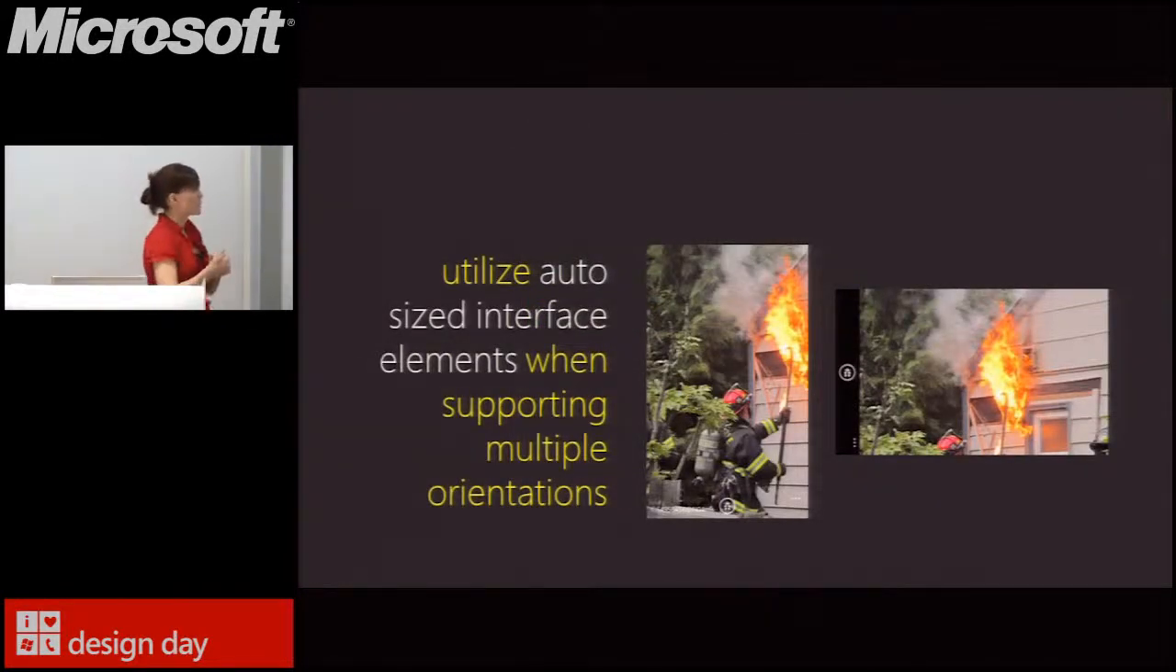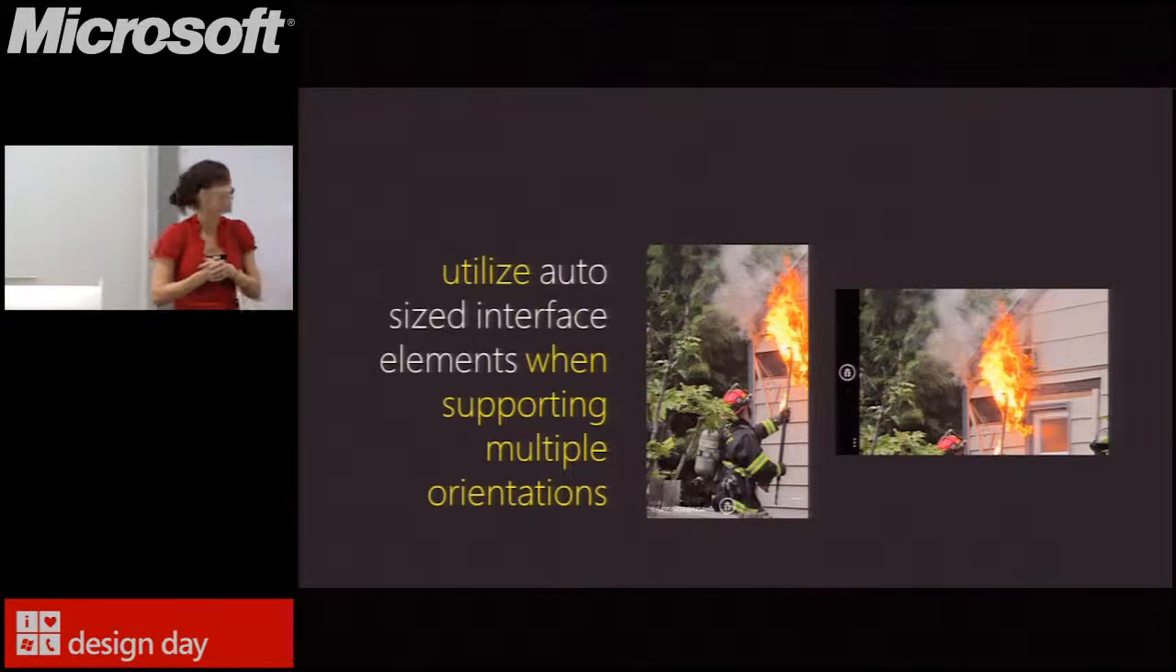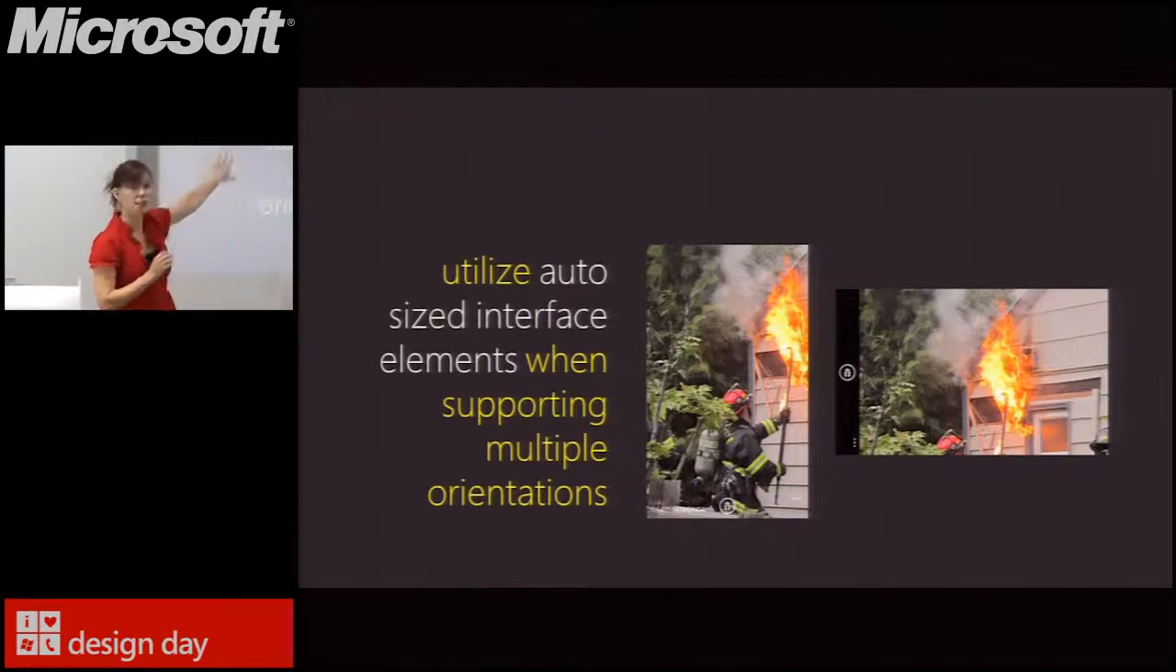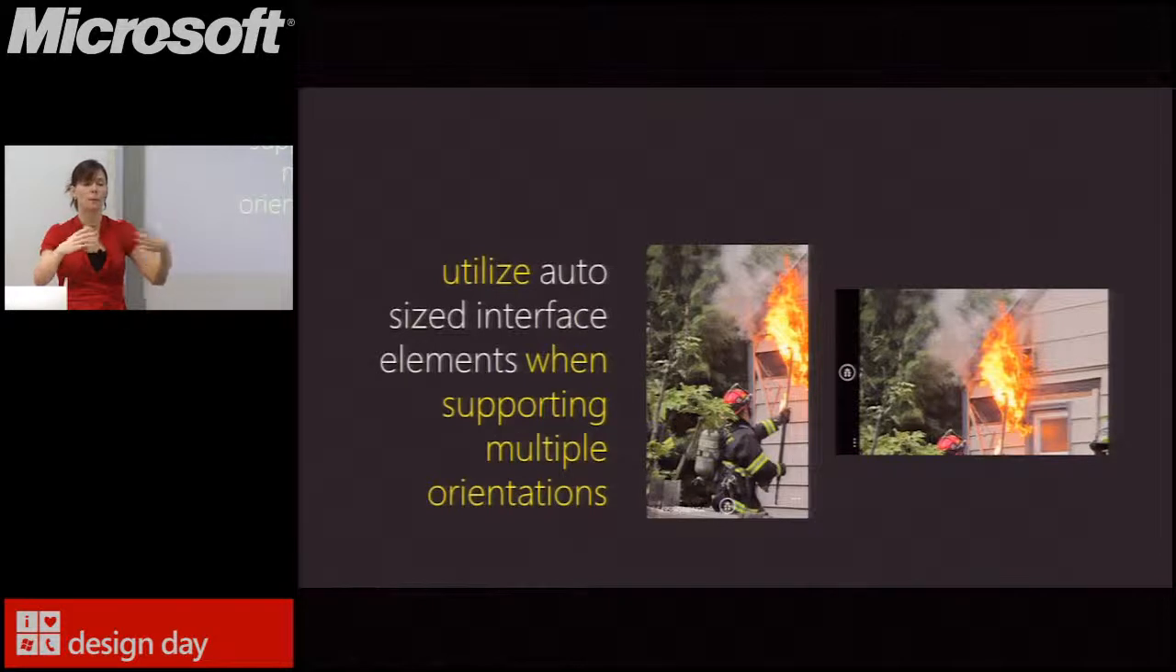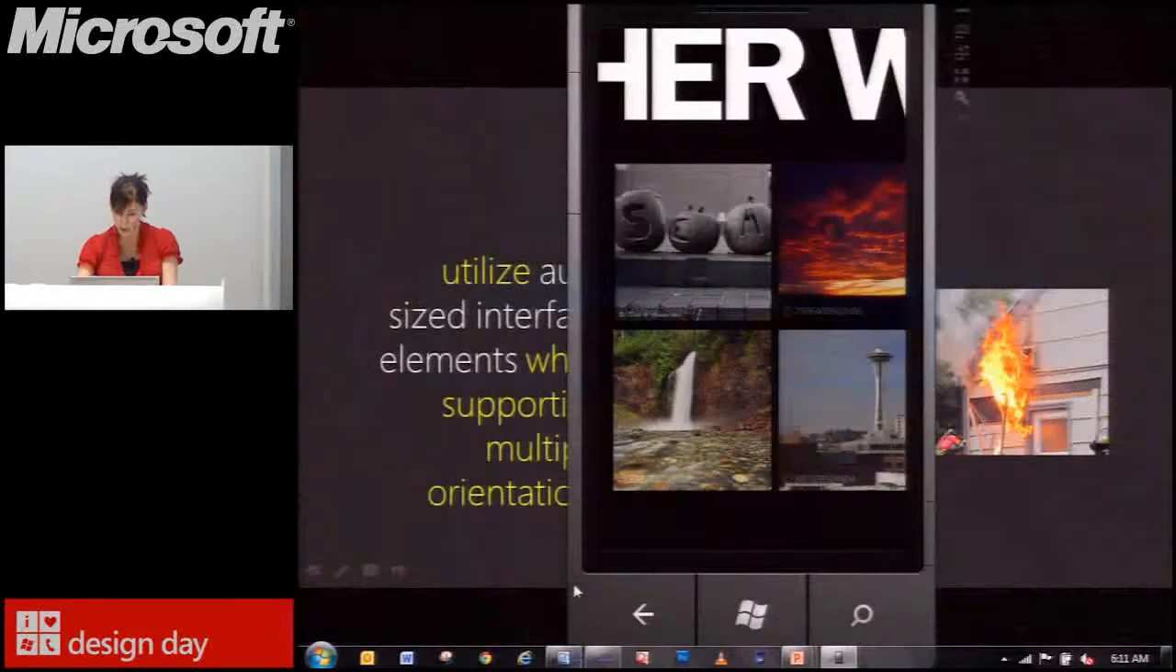Okay, moving on to the next best practice. Again, I want to talk quickly about that. It's important to consider utilizing auto-sized interface elements because oftentimes your experiences are going to support multiple orientations, portrait and landscape, and you want to make sure that your interface is responding accordingly. Hard-coding elements is definitely a potential problem, and we could just take a look at a quick example in our current application experience.